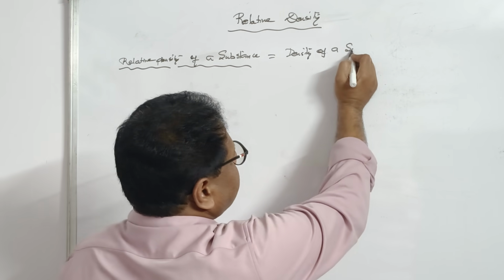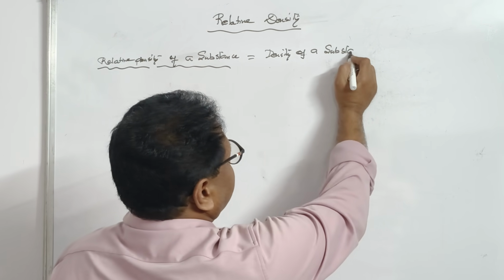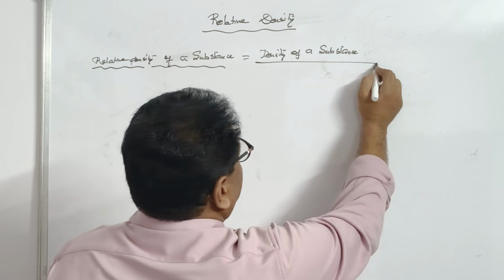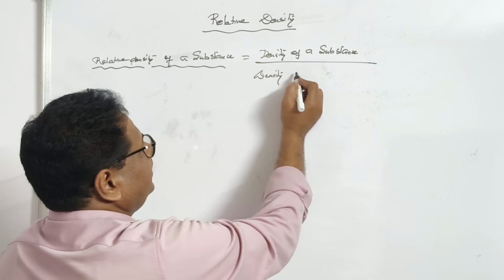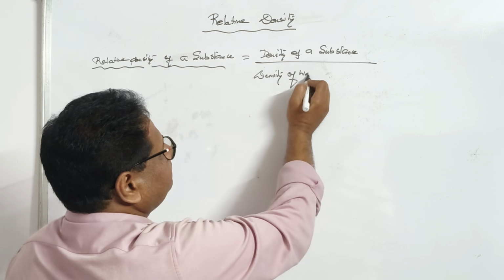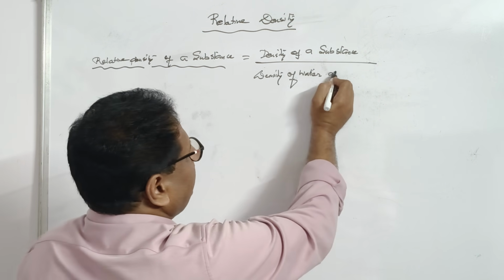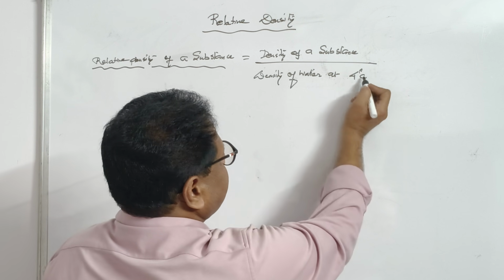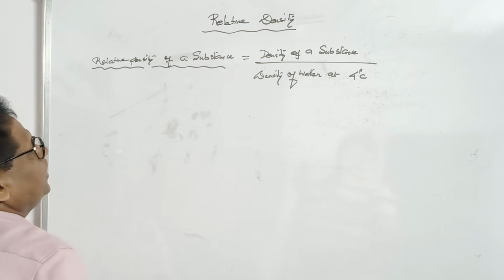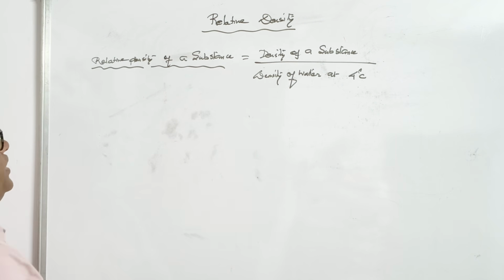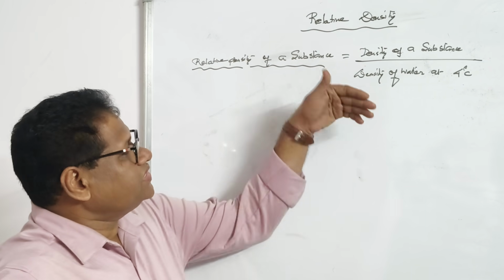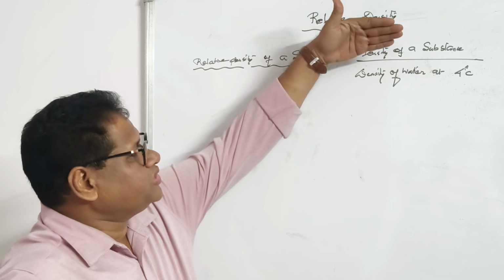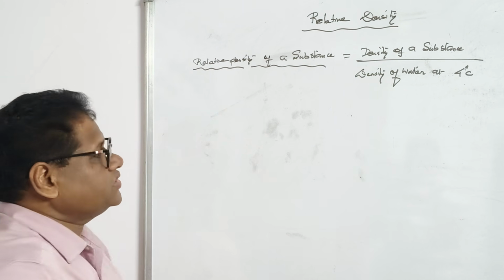So relative density of a substance equals the density of a substance divided by the density of water at 4 degrees Celsius. So we express the relative density of a substance as a ratio of the density of a substance to the density of water at 4 degrees Celsius.